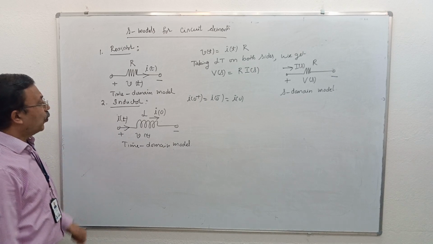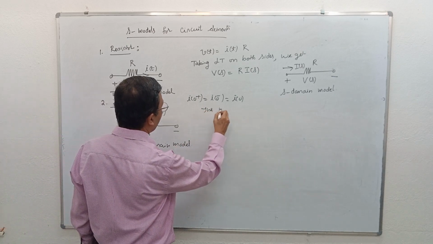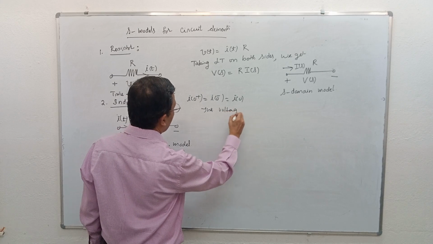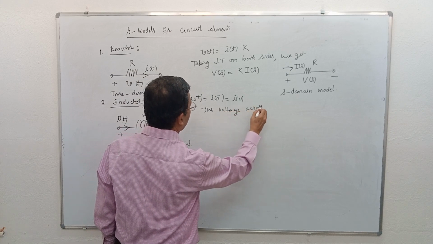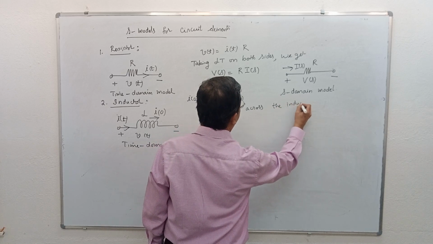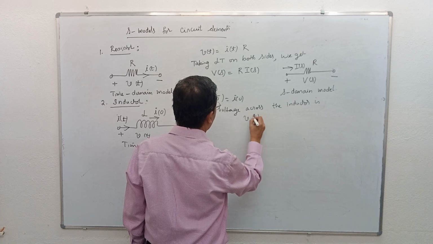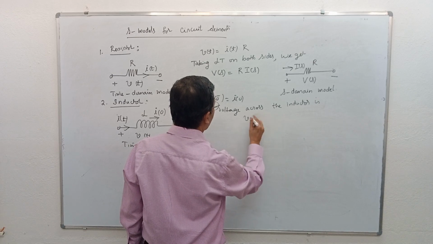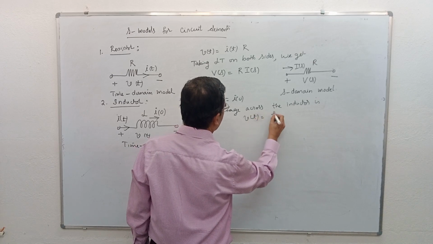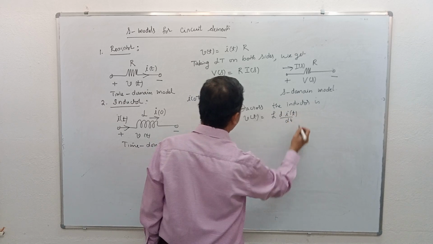Let us see. What is the voltage across the inductor? The voltage across the inductor is v(t) equal to L into di(t) by dt.